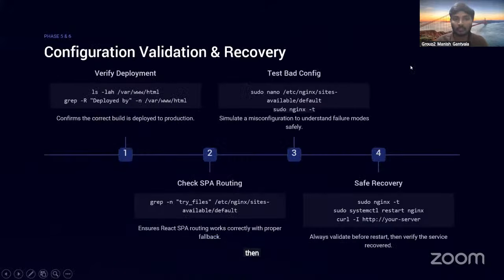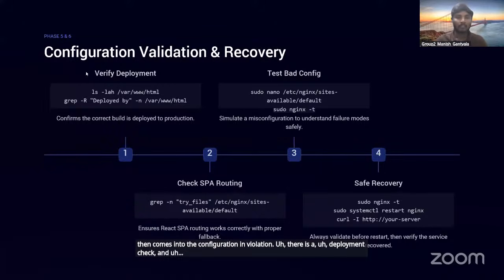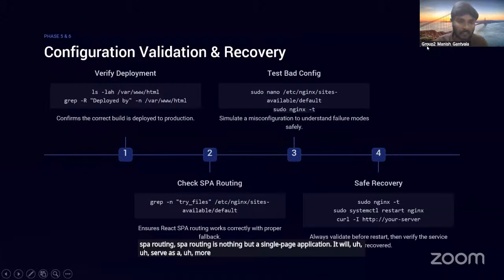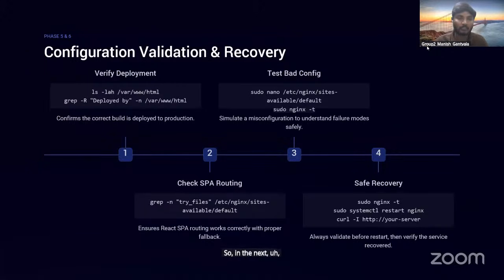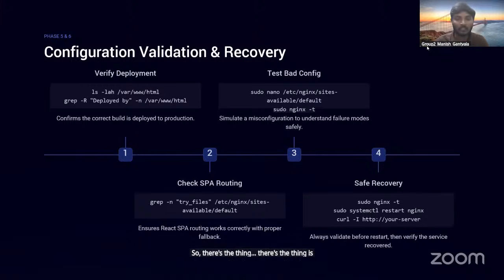Then comes the configuration and validation. There is a deployment check, and it confirms that the correct build is deployed in our production, and we have SPA routing. SPA routing is nothing but a single page application. It serves as a single application, like a React application. So Nginx will simply load in low RAM and it handles the number of users. So that's what happens in SPA routing. It will work correctly with proper fallback.